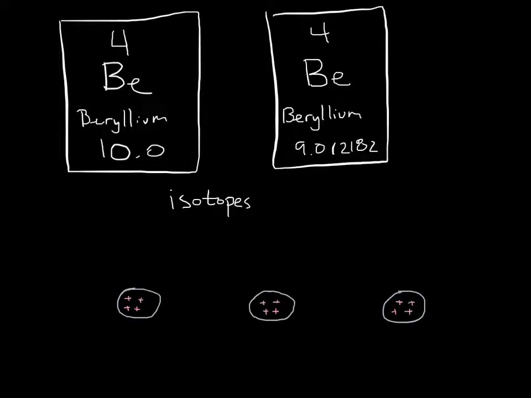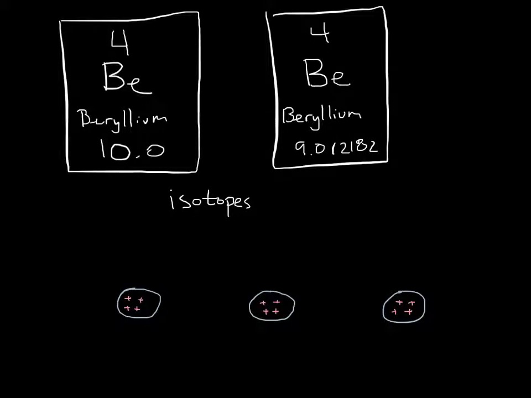Let's consider, for example, three different isotopes of beryllium. So each of these beryllium nucleuses has to have 4 protons because that decides that it's beryllium. If it was 5 protons, then it would become boron. If it was only 3 protons, then it would become lithium. So we can't change that number right there. However, we can change the number of neutrons.